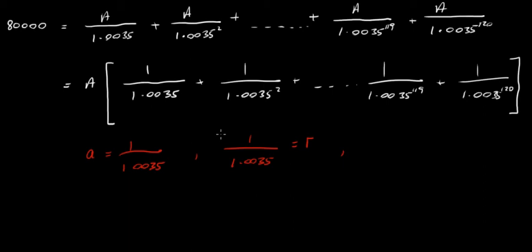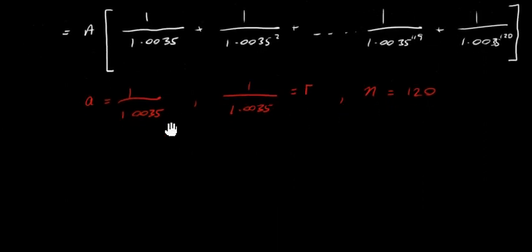How many terms are in this series here? Well, it's whatever the power is here, 1, 2, 3, 4, 5, 119, 120. So there are 120 terms. Okay, so now I have everything that I can put into my sum of a geometric series formula.